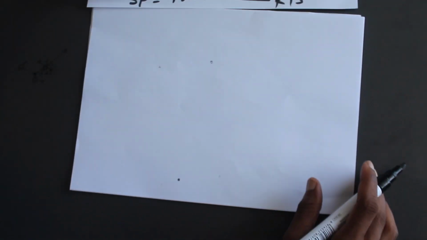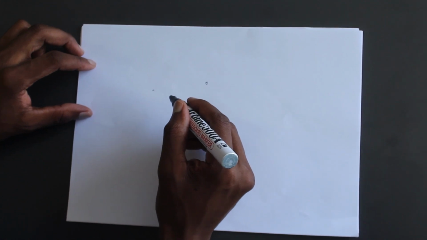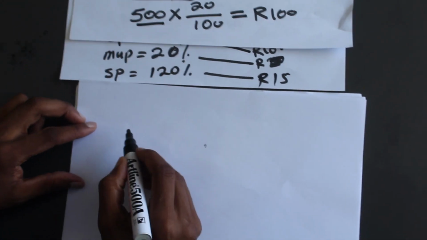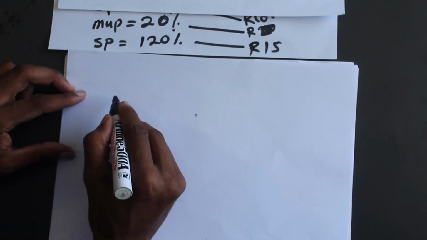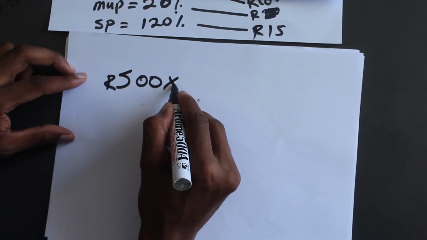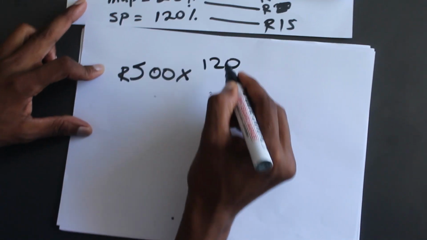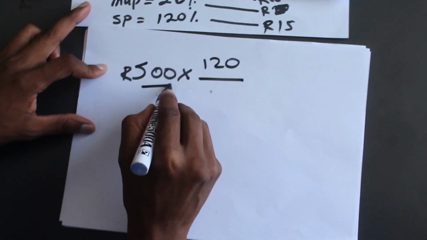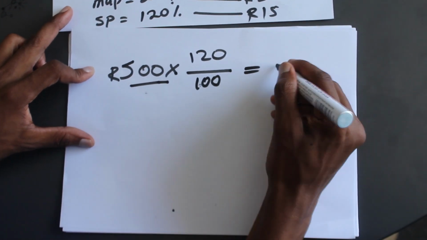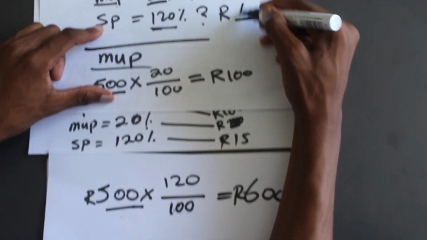And therefore now let's go and calculate our selling price, using the same 500. So we are going to say 500 rand multiply by, what is the percentage for the selling price? It's 120. You multiply by 120, then you divide by the percentage of this 500, which is 100%. You'll get 600 rand. Therefore it means your selling price here is 600 rand.